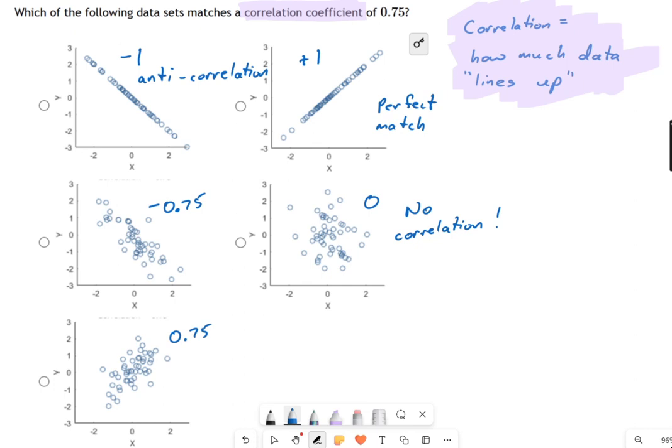So that's what you should be looking at when you see a question that says, which one of these has a correlation coefficient of 0.75? We're just talking about rough estimates. Obviously, it has to be going uphill, and it has to be sort of agreeing, right? It's better than 0, but it's not perfect. So that's what this problem is getting at with correlation.